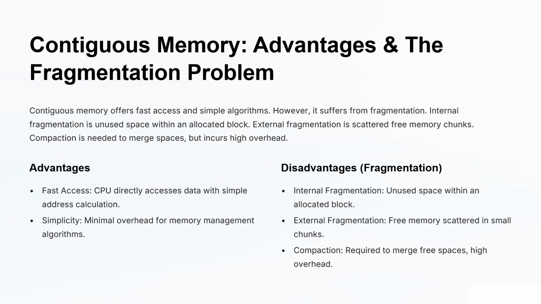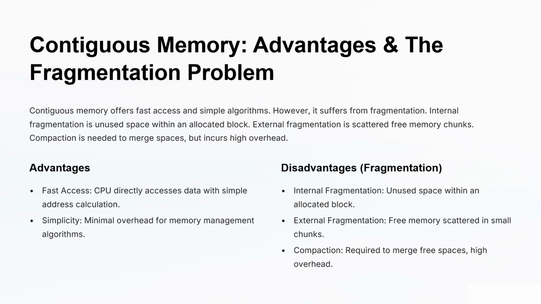Next, we have the advantages and fragmentation in contiguous allocation. So, contiguous memory allocation is simple and efficient when system load is predictable. Let's explore its advantages. First is fast access. Since the memory is continuous, address translation is quick. Second, the simplicity. The algorithm is straightforward and uses minimal OS resources, so it's simple. However, there are major downsides.